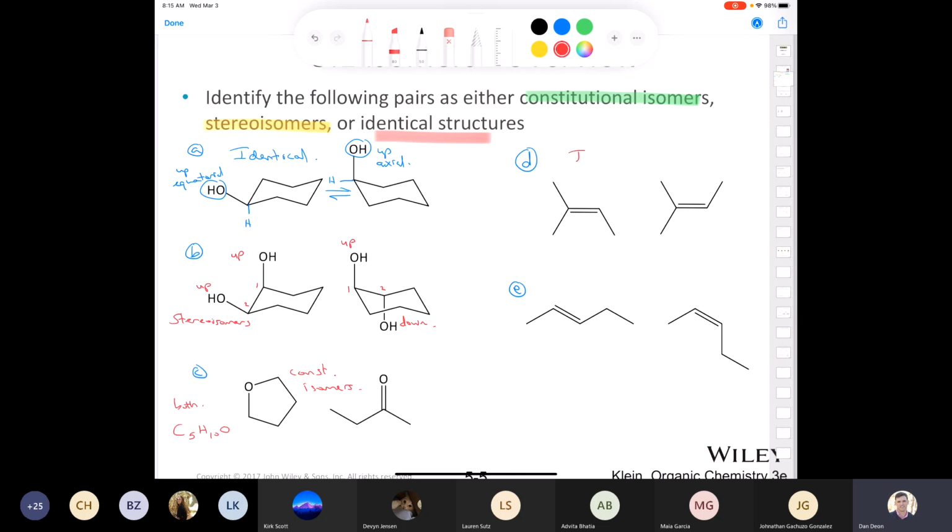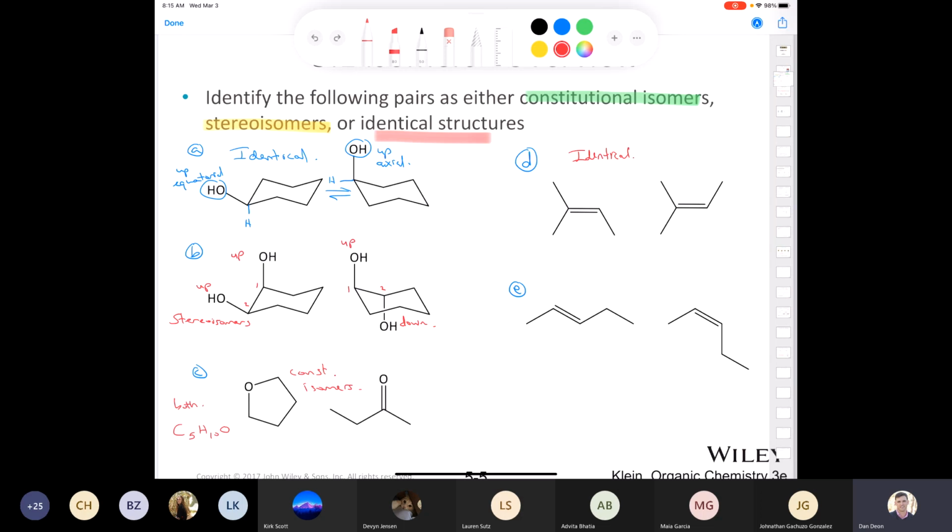These two molecules are identical. If you don't believe me, it would be really handy to make a model. But if you were to take this molecule and grab it by this methyl group, an easier way would be to do this.